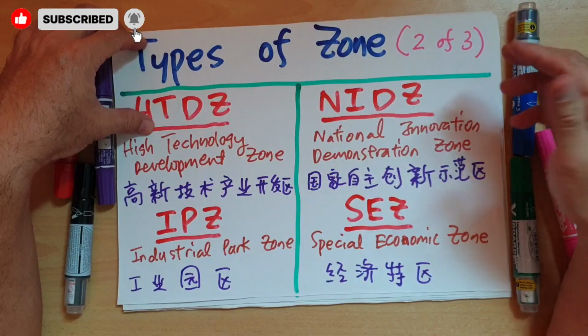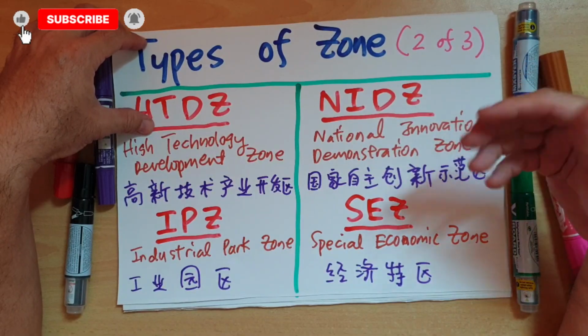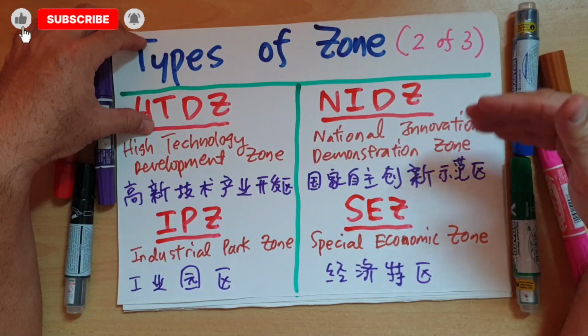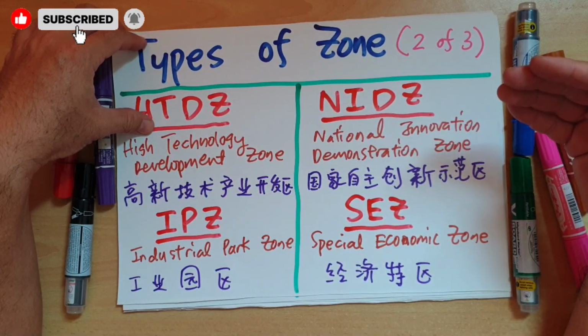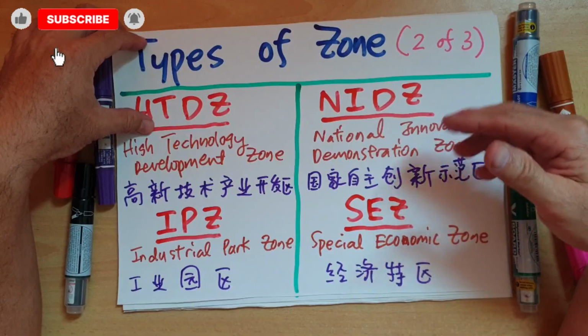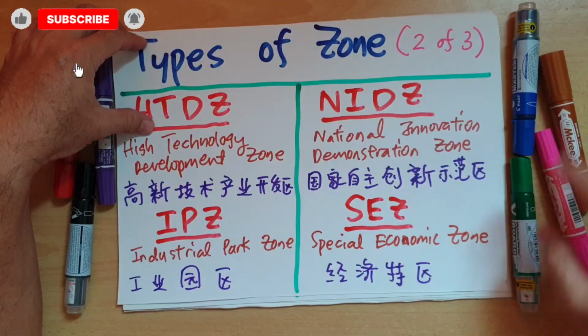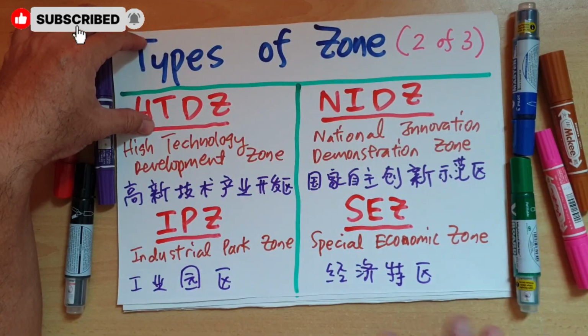Like in Singapore, a lot of people will know that our 苏州工业园区 belongs to this category. Of course, there is also another very famous one called the SEZ, which has been mentioned in many newspaper articles. It's called the Special Economic Zone. 经济特区.